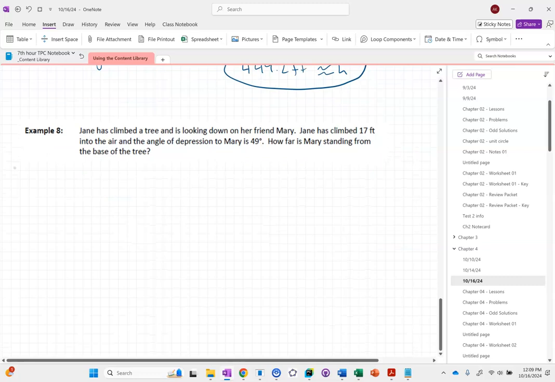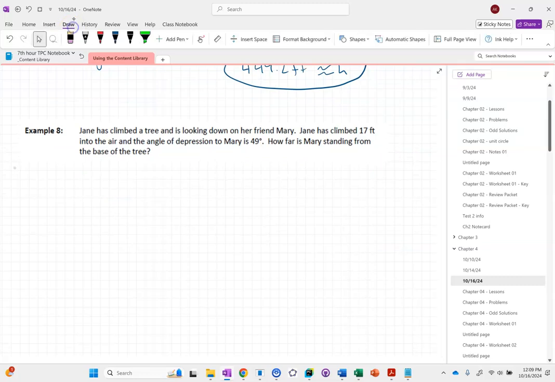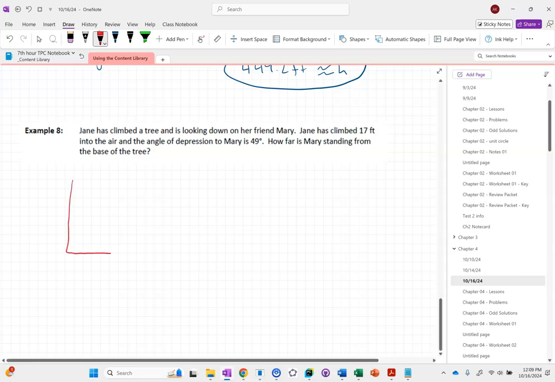Jane has climbed a tree and is looking down at her friend Mary. Jane has climbed 17 feet into the air, and the angle of depression to Mary is 49 degrees. How far is Mary standing from the base of the tree? Okay, we'll draw ourselves a picture. Here's Jane. Here's Mary. 17 feet in the air. Okay, so this would be 17.